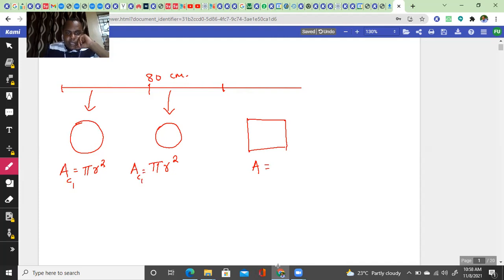Okay, x times x. But your choice of a variable is going to give us trouble. You know why? We want to come up with an equation of one variable. We already have a variable r. So your choice of the variable for the square should also involve the r, and you cannot say r times r.